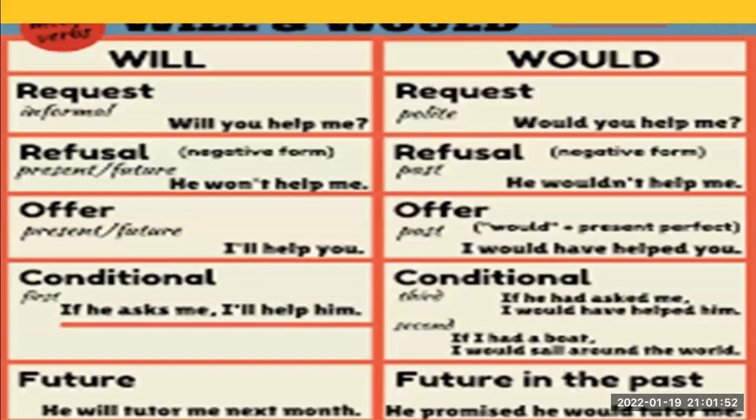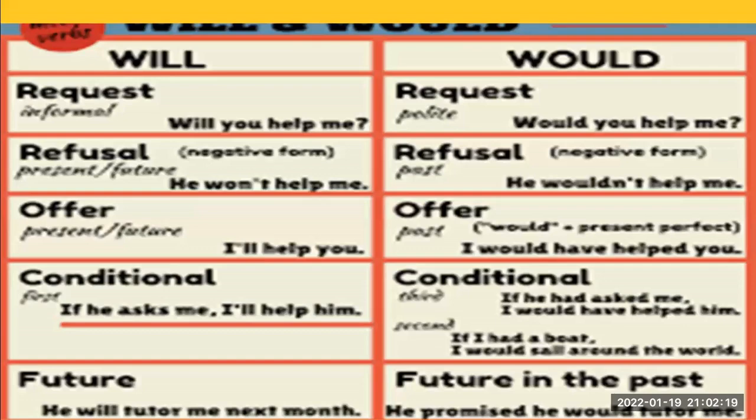I'll buy you a new phone. That is a promise. All right. I'll give you a discount of 10%. That is an offer. Now, using would, you can say, well, I would have helped you. That is a kind of, I would have helped you.